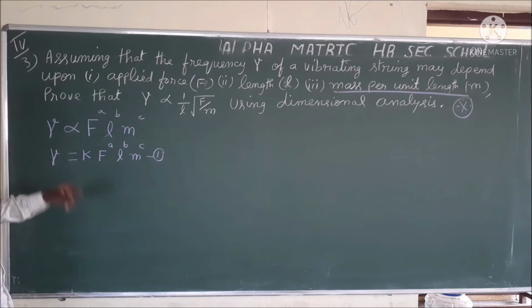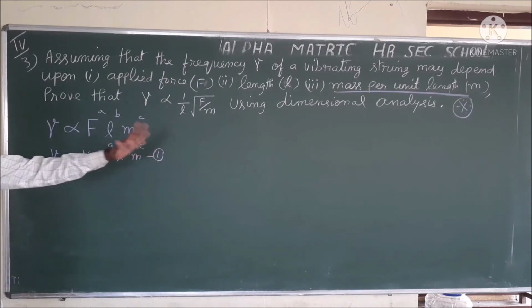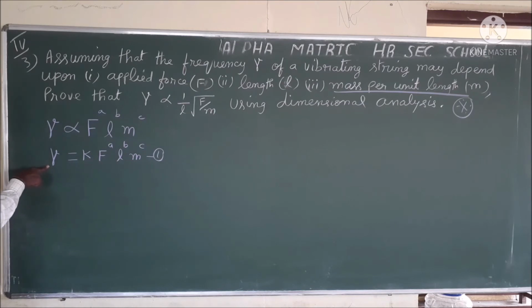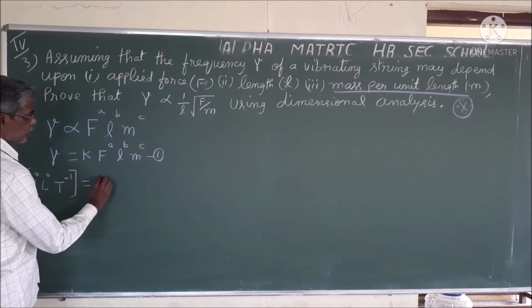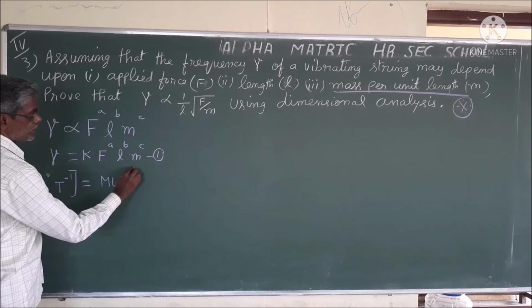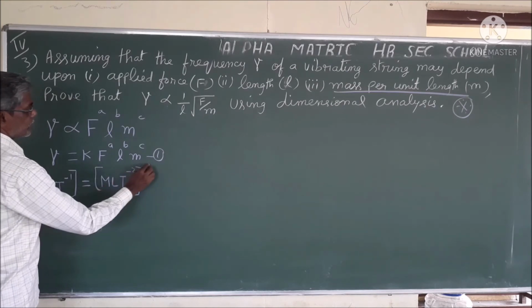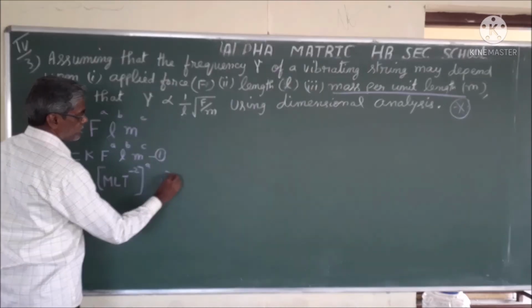In this, there are 2 steps. Step 1, first write down the dimensional formula. Frequency is the reciprocal of time period, so it is T power minus 1. So I can write M^0 L^0 T^-1. For k, no dimension. For force, M L T minus 2. For length, L.